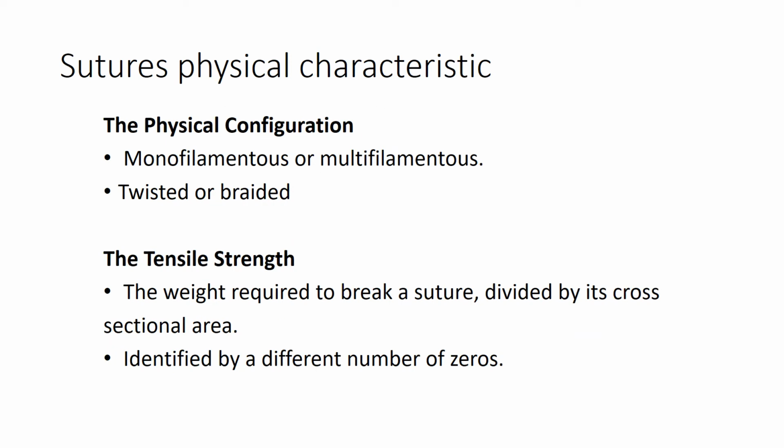Now let's look at some of the suture's physical characteristics. First, the physical configuration. This is where we are talking about monofilament or multifilament, twisted or braided sutures. Then the tensile strength. This can be defined as the weight required to break a suture divided by its cross-sectional area. This can be identified by a different number of zeros.